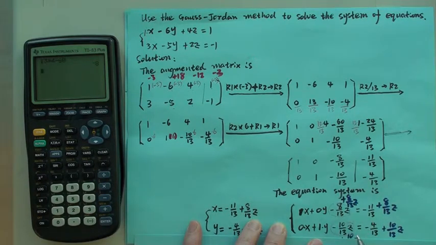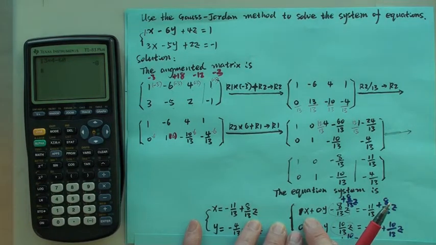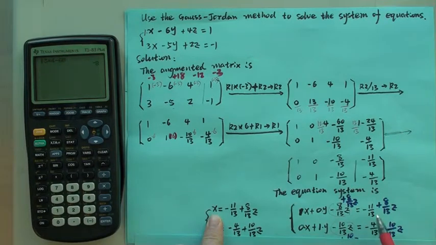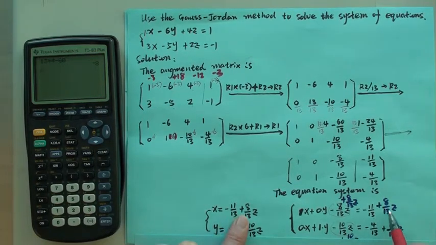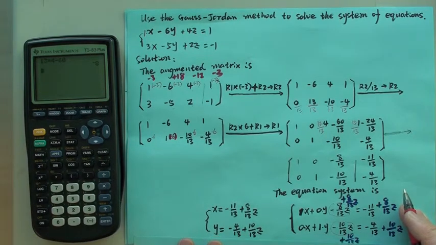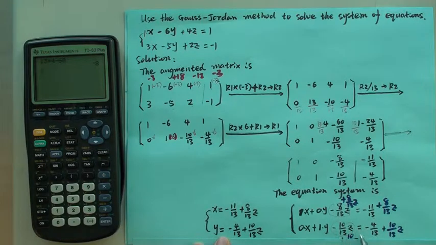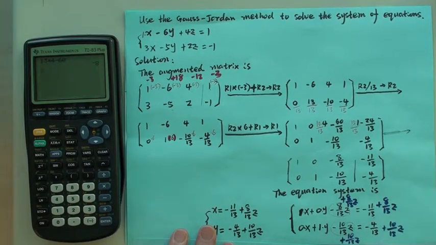If you cancel that, then the left-hand side is, you see 0 times y is 0. So you have only 1 times x, which is x, and the right hand side is negative 11 over 13 plus 8 over 13 z. Okay, and then the second one is similar. It's 0 times x, you get 0, and 1 times y, you have a y, equals, those two are cancelled.